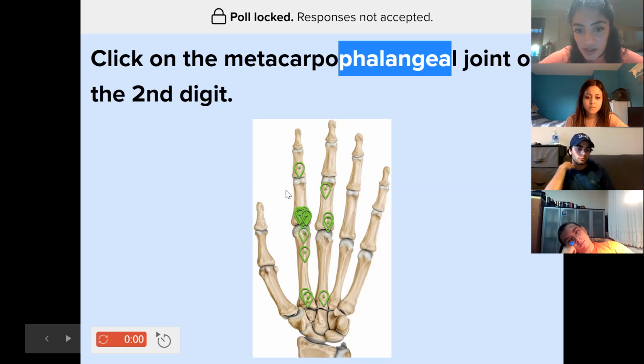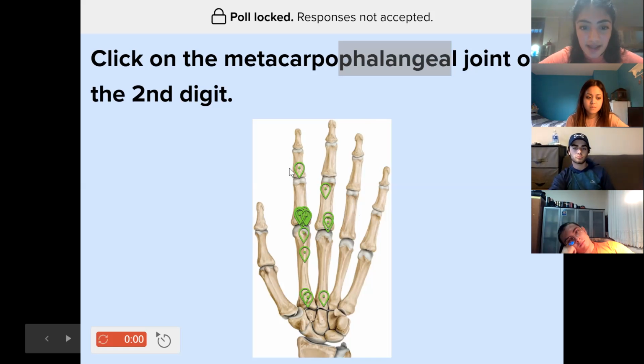This joint, does anyone know what this joint is called? I see someone in the chat. PIP, yeah, what does PIP stand for? I like that they're named Pip and Dip. I think that's kind of cute. But the full name is the proximal interphalangeal joint. I think someone just said that in the chat. Okay, great.